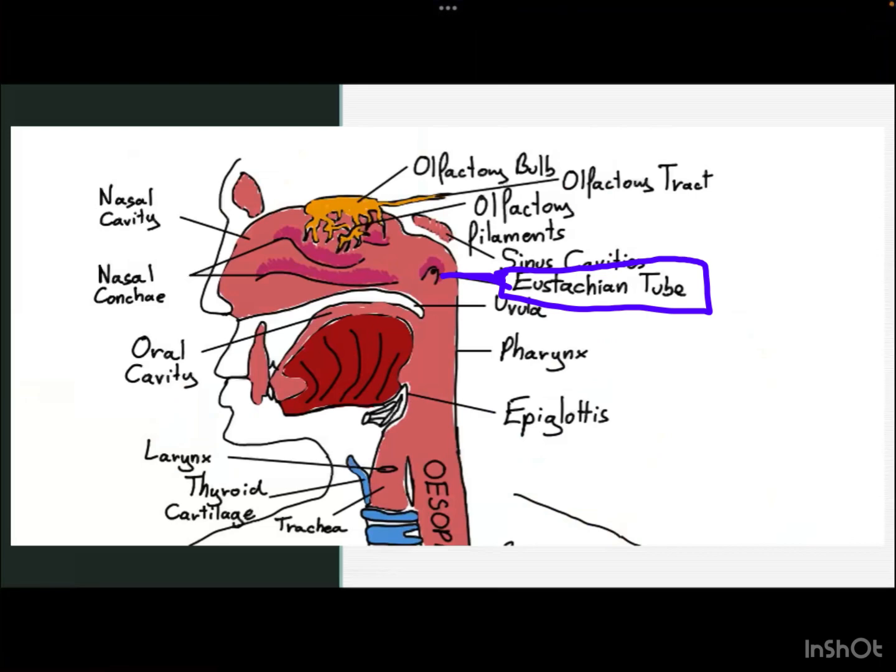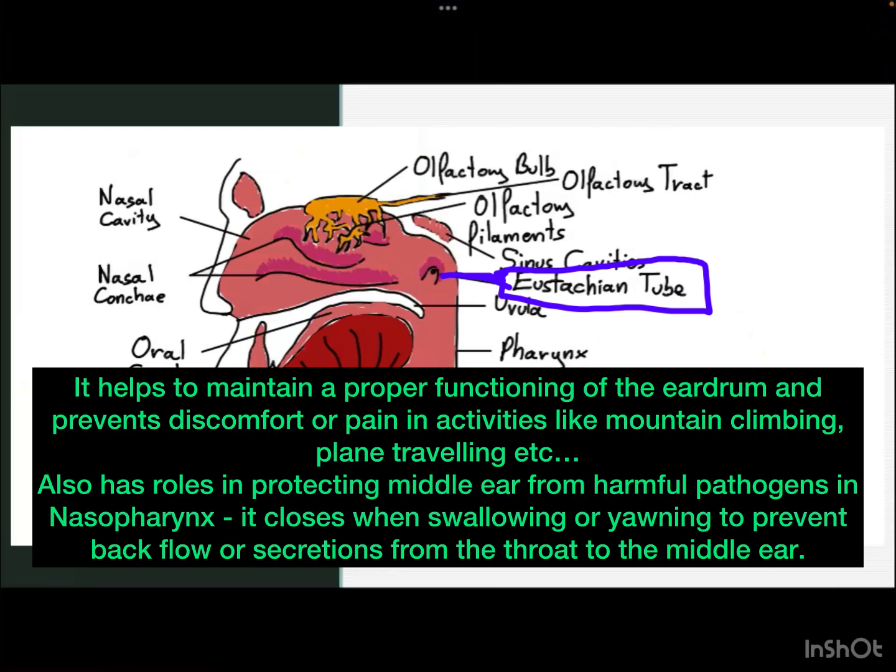So why is this important? Well, it helps to maintain proper functioning of the eardrum and prevents discomfort or pain during activities like yawning or changes in altitude, like we mentioned with mountain climbing. Furthermore, it has roles in protecting the middle ear from invading pathogens present in the nasopharynx, where this closes during swallowing and yawning to prevent backflow of secretions from the throat to the middle ear.